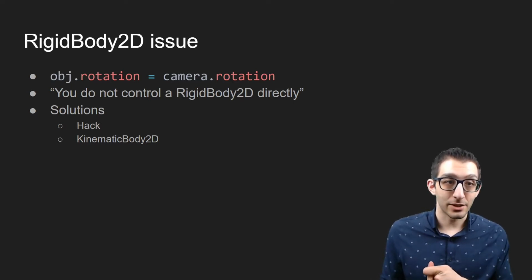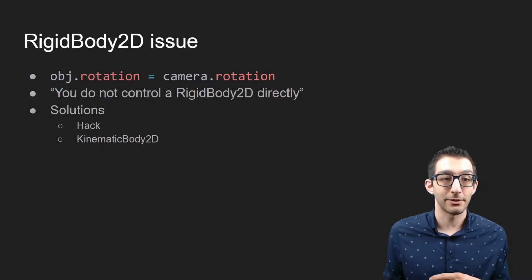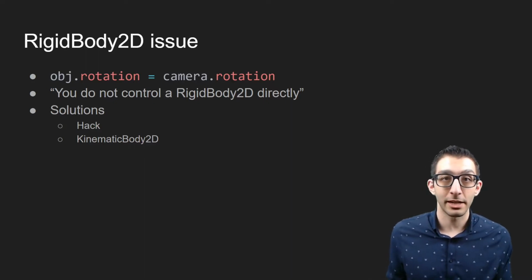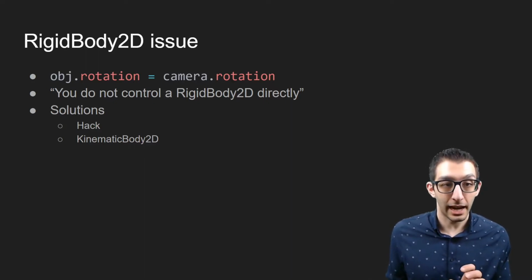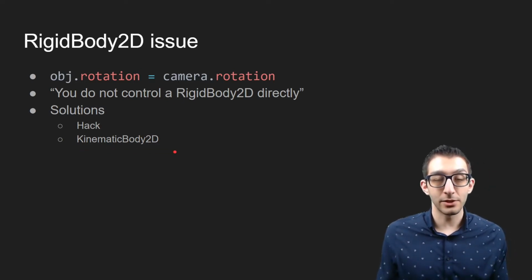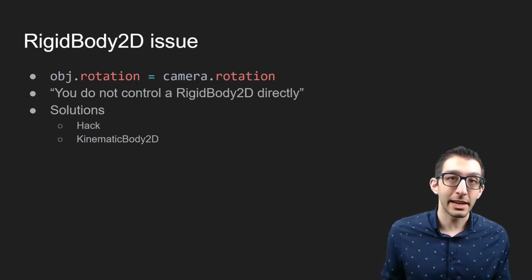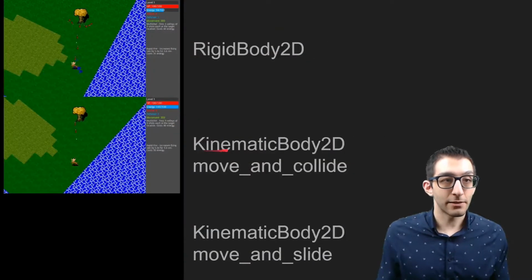One is a hack, which is to just keep setting it every single frame so that it never has a chance to reset itself. This probably would have some unintended consequences, and I don't know for sure what they would be. And then the second option that we have is to use a kinematic body 2D. This would let us control the rotation directly, but we won't get that bounce effect that I had shown you in an earlier video. Let's cover that again here.